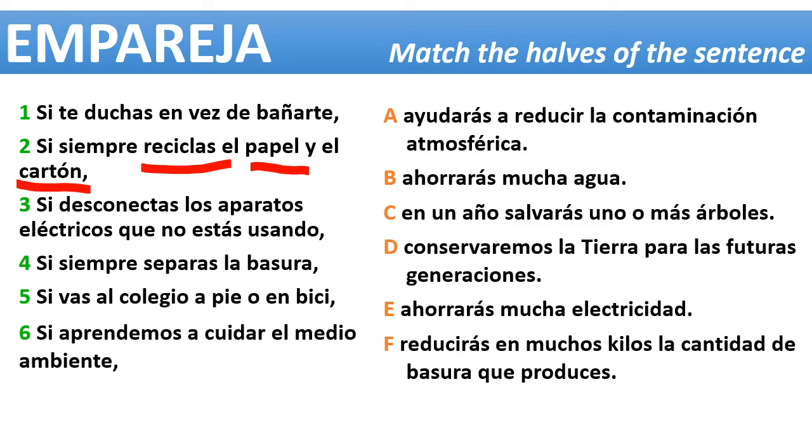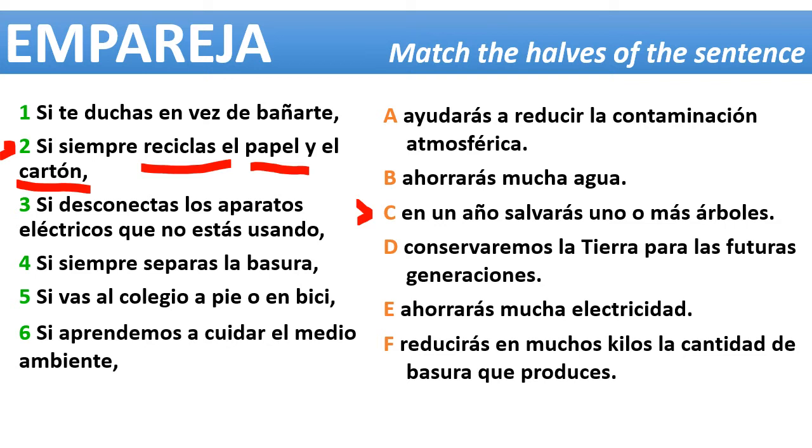Could be that, but it's probably going to link to C, because it's talking specifically about paper and cardboard, which would affect trees. You're going to work through it like that because that's going to be the quickest way to do it without having to translate everything in the sentences. Once you've done this, write them down, make sure you've matched them up, make sure they make sense, and just to make sure they make sense, you're going to translate them into English. By translating them into English, you make sure that the two halves of the sentences match in context.